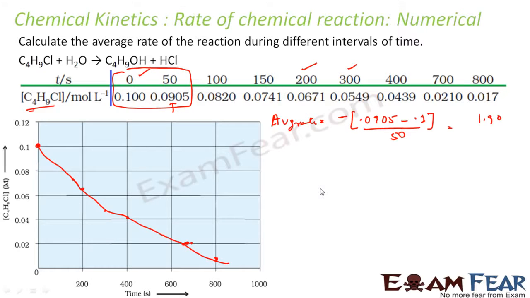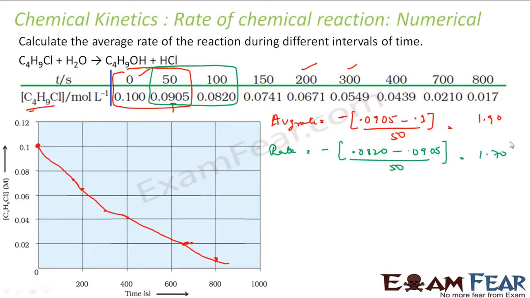Let's do it for the next time interval. Here again the rate is minus of final concentration, that is 0.0820, minus the initial concentration, which is 0.0905, divided by time, which will be 100 minus 50, that is 50. You solve this, you get something like 1.7. Correct?